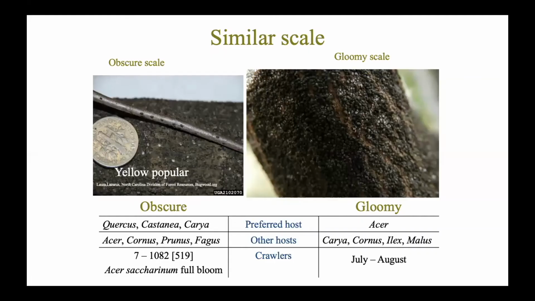In this slide, we wanted to show that because the obscure scale and gloomy scale are almost identical, the difference is that if a scale is on an oak, 95% of the time it would be an obscure scale. Whereas if it's on a maple, 95% of the time it would be a gloomy. Important to take note of the host plant as well, because crawler species timing is different for different species.